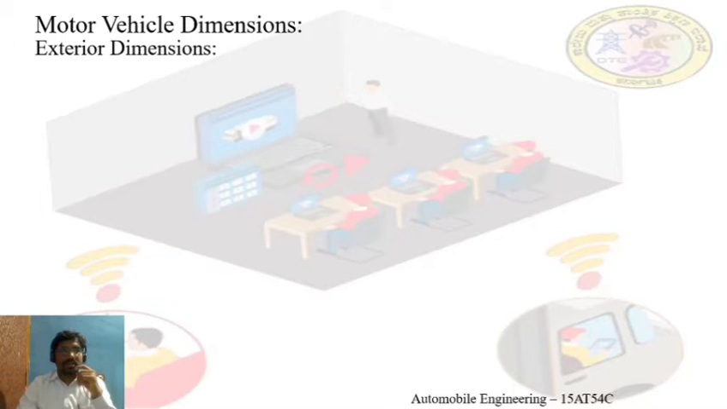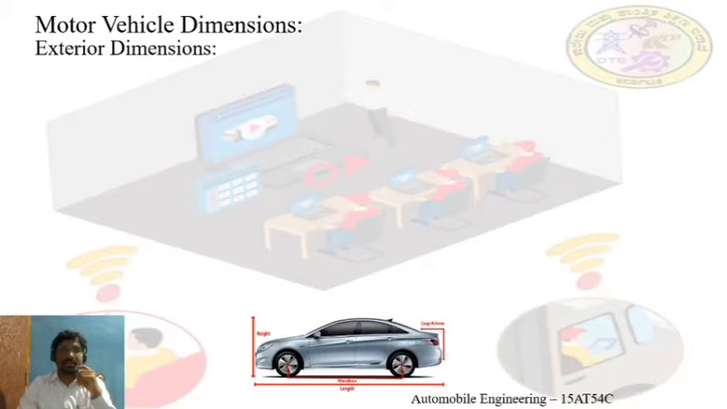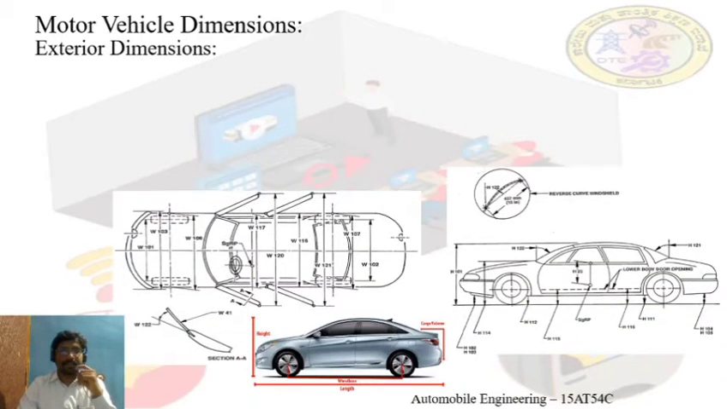So then if you come across the next topic called exterior dimensions, as the name itself indicates, here it is purely with respect to the dimensions we are measuring on the outside surface of the vehicle body. So here you can observe that from end to end, the front end to the rear end, we are measuring the distance as well as the height of the vehicle, right from the ground surface to the topmost point of the vehicle.